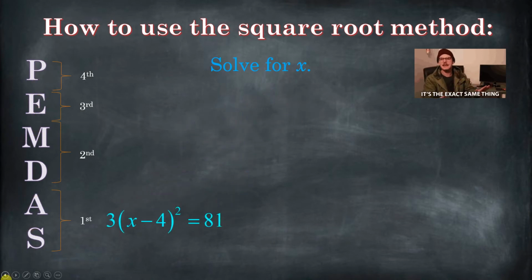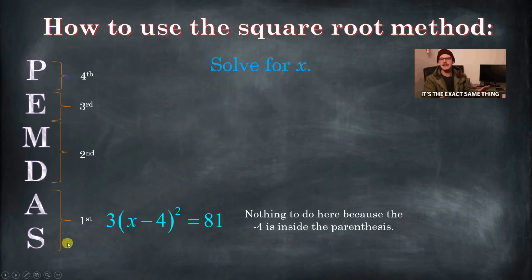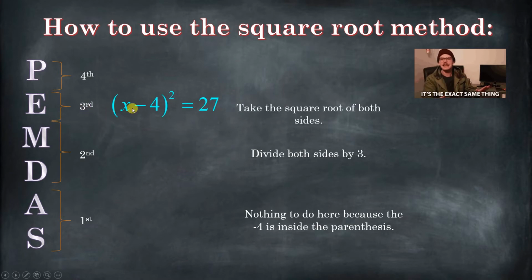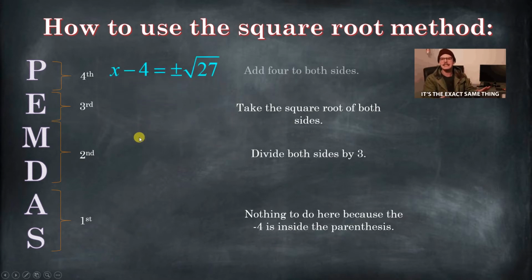Check this out. The first thing we're going to do is, well, can't actually subtract the 4, can we? Because it's in the group. So there's nothing being added, subtracted. So we're going to go ahead and move on to the multiplication. So we have a times 3 right here. So we do the inverse. We divide both sides by 3. You get 27. Now we have an exponent of 2. The opposite of exponent of 2 is, of course, square root. So you take the square root of both sides, and now you can add 4 to both sides.